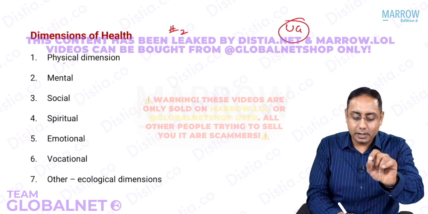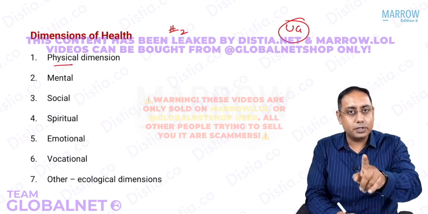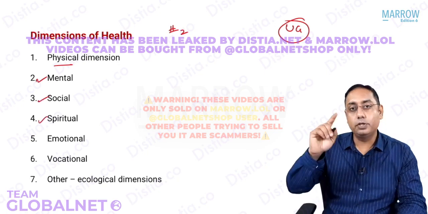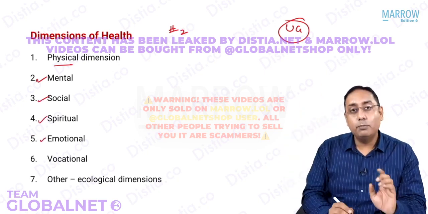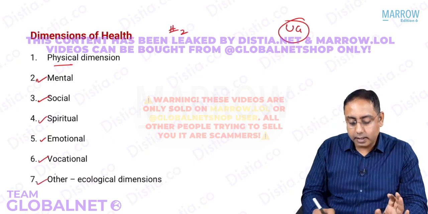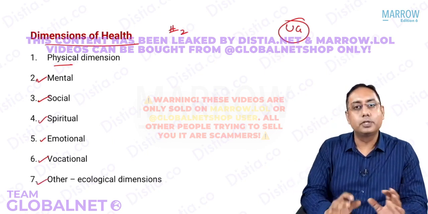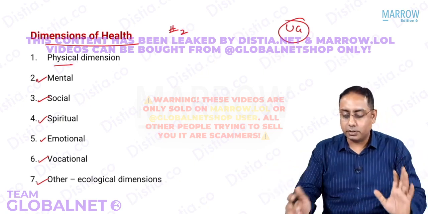We say that you will be healthy if you are a UG student. Physical dimension, you should be physically fit, mentally fit, socially fit, spiritually. You should have a spiritual connection, emotionally fit, vocational and other ecological dimensions. Everything should be in tune. Then we say that the person is healthy. These are the various aspects of health.